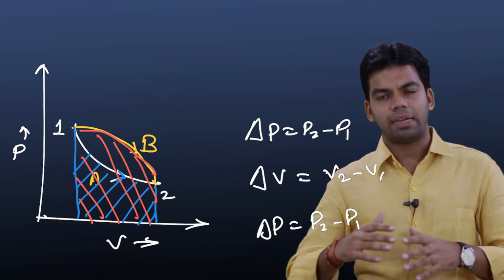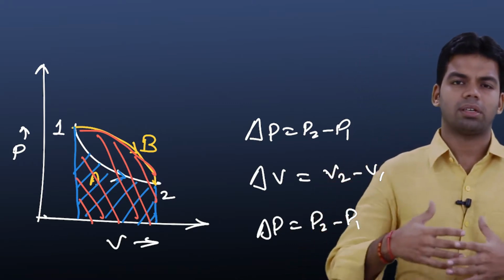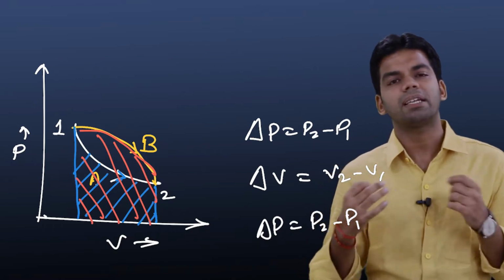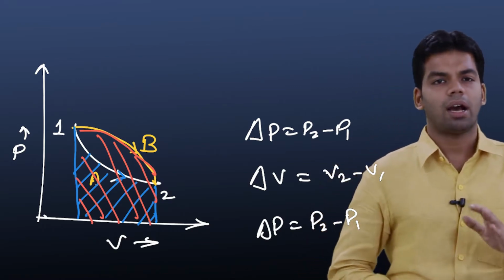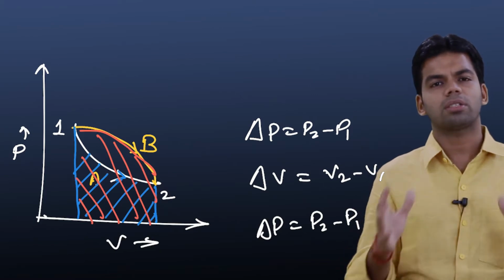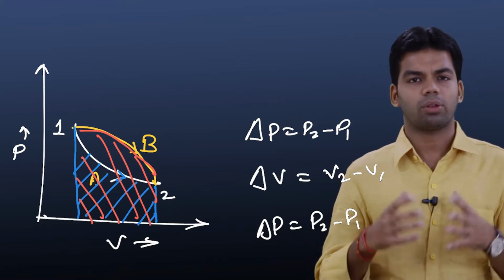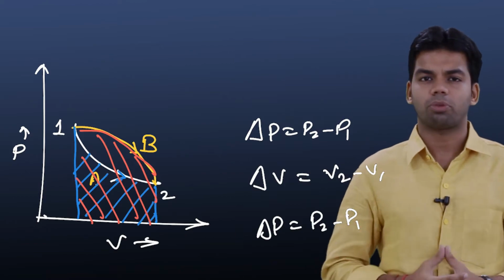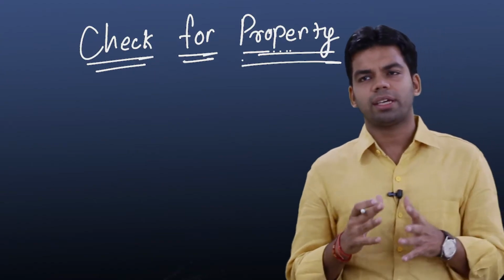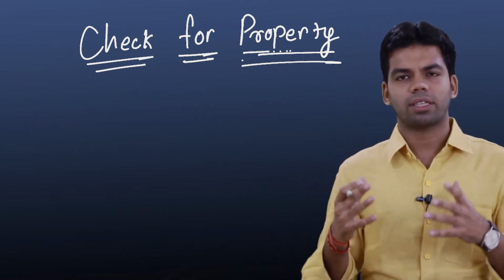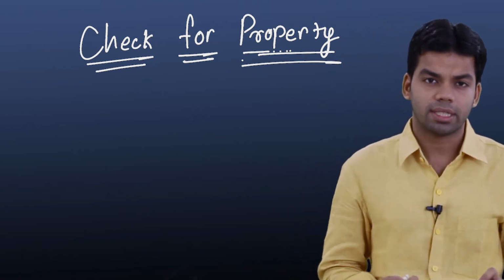Similarly for heat transfer, the area under the TS diagram gives heat transfer. So all such functions which depend on the path followed by the system are known as path functions, and all such functions which do not depend on the path followed are known as point functions. For example, all the properties of the system. Now the question arises, how can we check whether a certain function is a property of the system or not?